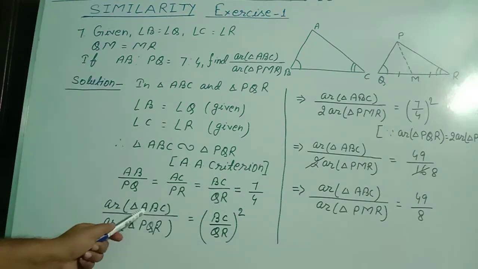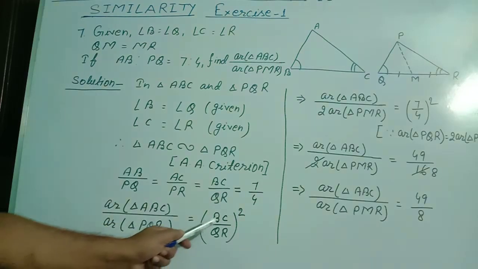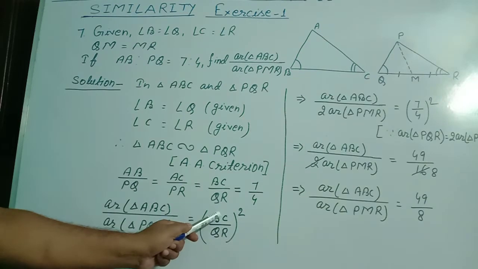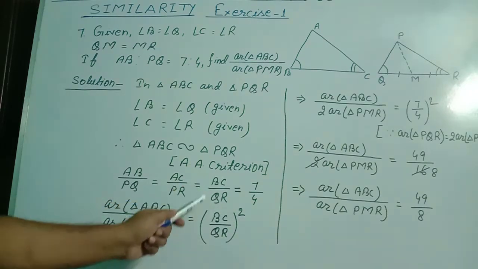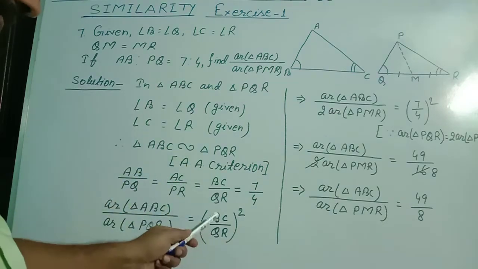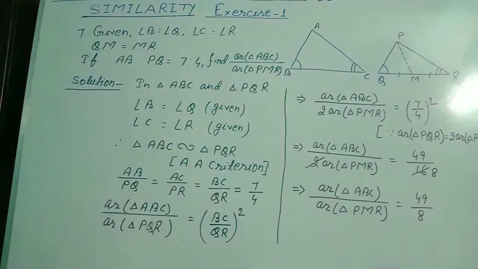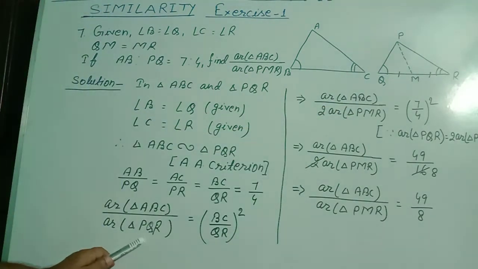Now the ratio of areas of triangles ABC and PQR is equal to the square of the ratio of the corresponding sides. For that I have taken BC by QR. You can take any one, but I took BC by QR, whole square.